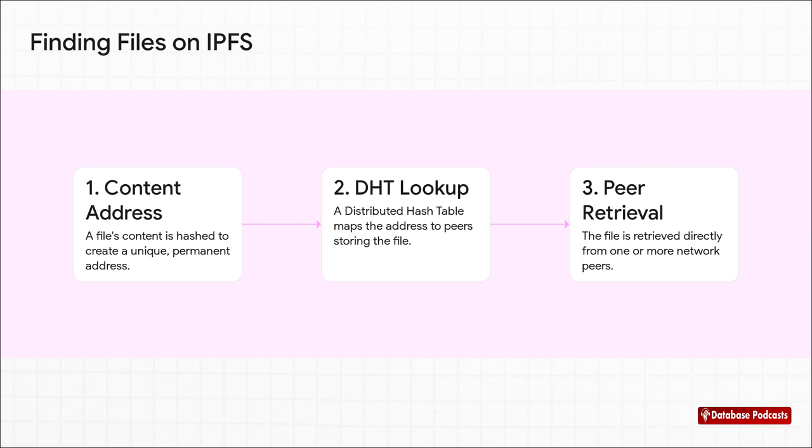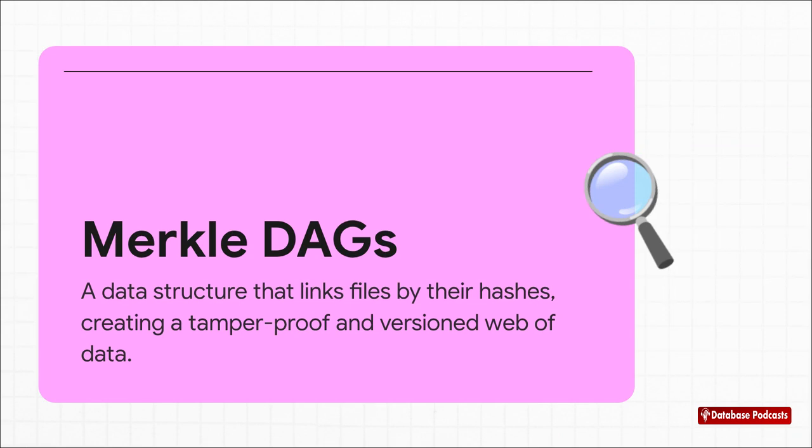special cryptographic hash. Second, it uses a distributed hash table, or DHT. Just think of it like a massive, shared phone book that isn't stored in any one place. Everyone on the network holds a tiny piece of it. Together, they can look up a file's unique address and find out which peers are storing it. And finally, your computer just grabs the file directly from those peers. No central server needed.